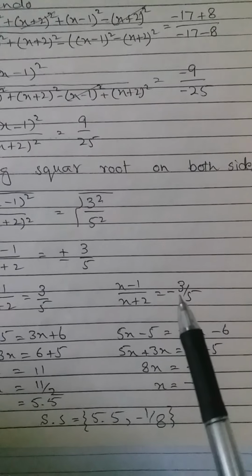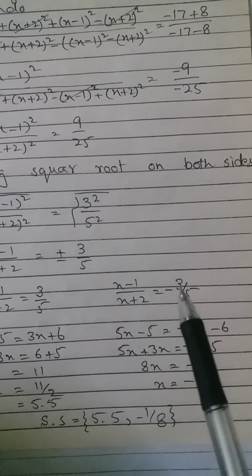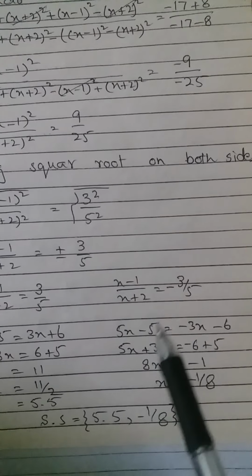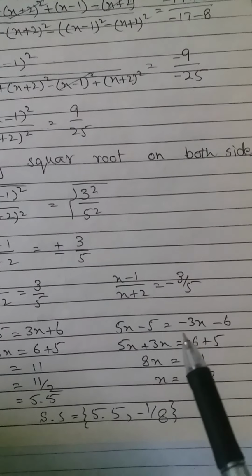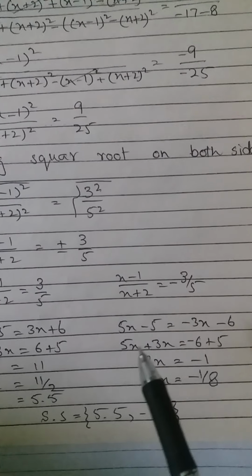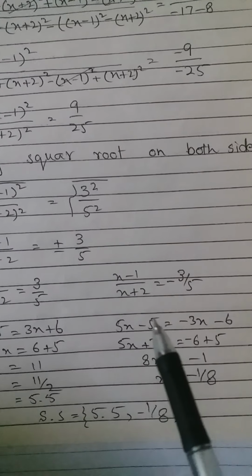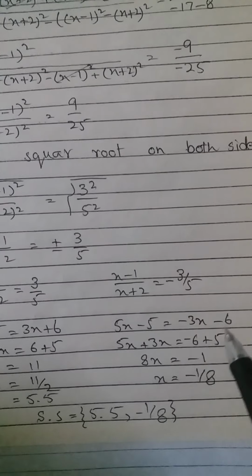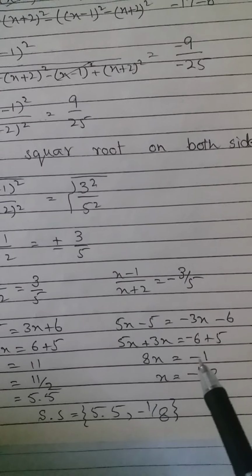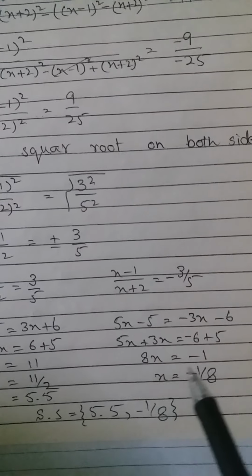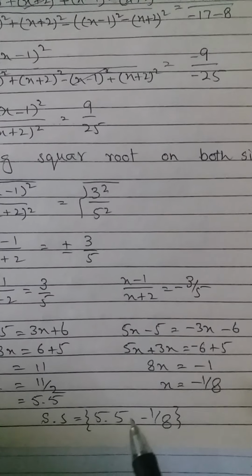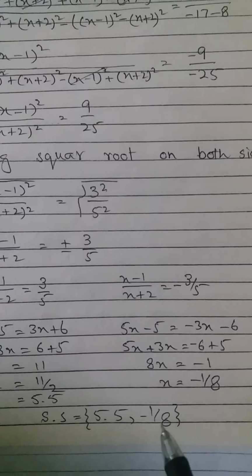Now for negative, so this minus is with 3, so we multiply these two and these two. So 5x minus 5 is equal to minus 3x minus 6. Accommodate x variable value to one side, so it becomes 5x plus 3x, result 8x, and here it will move to this side, so it will become plus 5, so result minus 1. Then dividing both sides by 8, so it results minus 1 by 8. So we have two values, one is 5.5 and the other is minus 1 by 8.